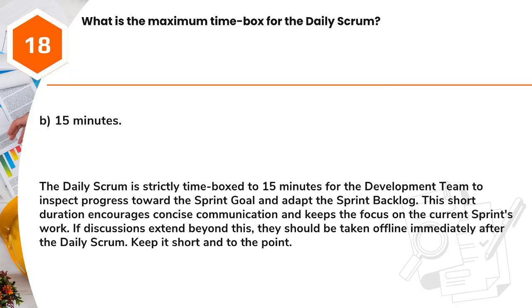Answer: B. 15 minutes. The daily Scrum is strictly time-boxed to 15 minutes for the development team to inspect progress toward the sprint goal and adapt the sprint backlog. This short duration encourages concise communication and keeps the focus on the current sprint's work. If discussions extend beyond this, they should be taken offline immediately after the daily Scrum. Keep it short and to the point.